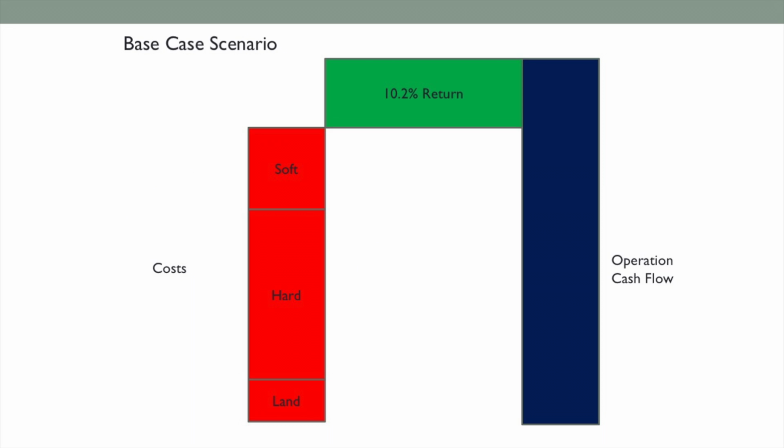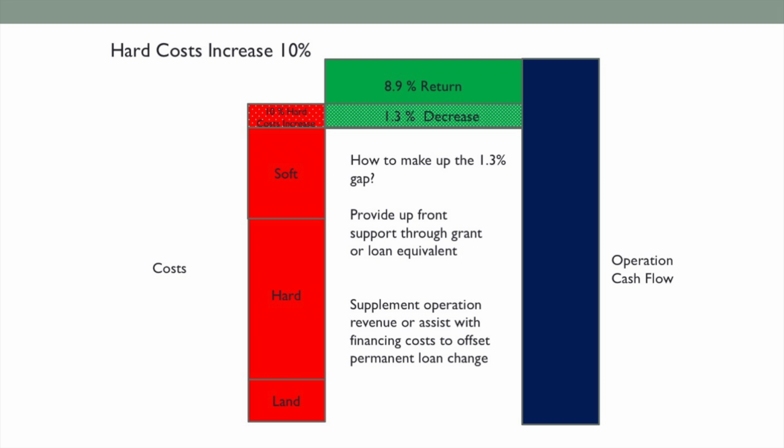So here I'm going to go through a real quick example. Here's our base case scenario. We have hard, soft, and land costs. This is how much it's going to generate in operation cash flow. And that's our 10.2% return. That's how much we're going to make based on our hypothetical office building. Okay. So let's say through some resilience measures, hard cost goes up 10%. So what's going to happen there is we have a 10% increase. That's going to decrease the return by 1.3% down to 8.9%.